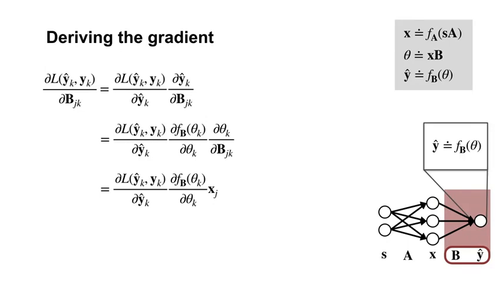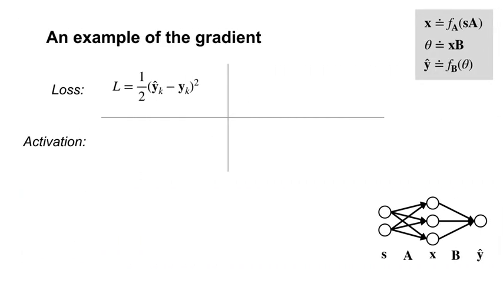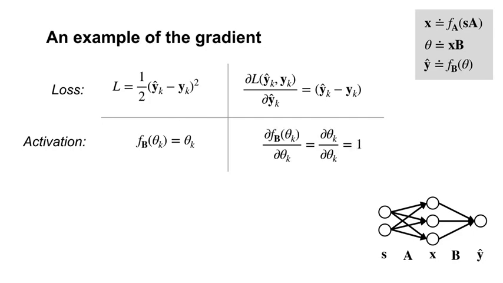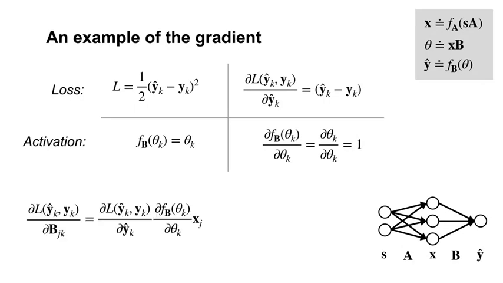Next, we'll do the gradient for A. But before that, let's make some choices for the loss and activation so that we can see a specific instance of this general equation for B. Let's define L to be the squared error and use a linear activation on the last layer. The derivative of the loss with respect to Y hat is this. The derivative of the activation for the output layer is 1. This is because FB is the identity and the derivative of theta with respect to itself is 1. Here's the generic gradient of the loss with respect to B. Plugging this into the gradient with respect to B, we get Y hat minus Y times 1 times X.